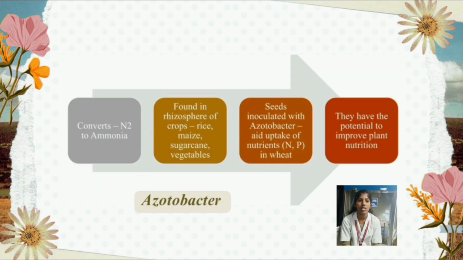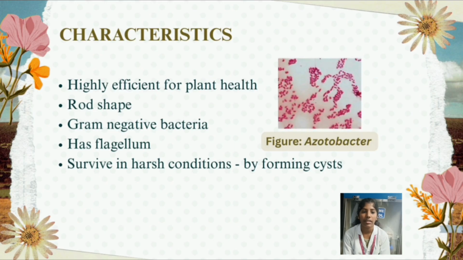Next, let us discuss the role of Azotobacter. Azotobacter plays a key role in nitrogen fixation. It converts atmospheric nitrogen into ammonia, which can be easily utilized by plants. It is commonly found in the rhizosphere of several crops, including rice, maize, sugarcane, and vegetables. When seeds are inoculated with Azotobacter, it enhances the uptake of essential nutrients such as nitrogen and phosphorus, particularly in crops like wheat. Overall, Azotobacter has a great potential to improve plant nutrition, soil fertility, and crop productivity in a sustainable way.